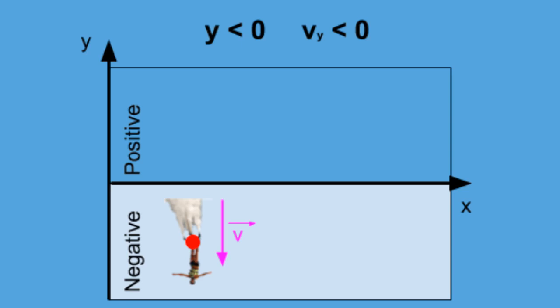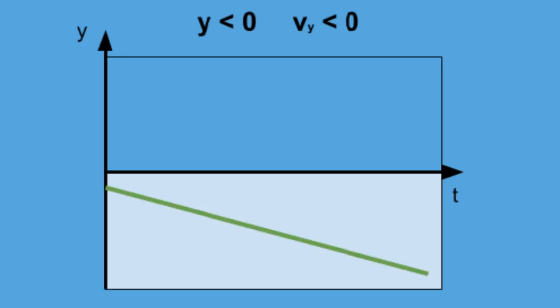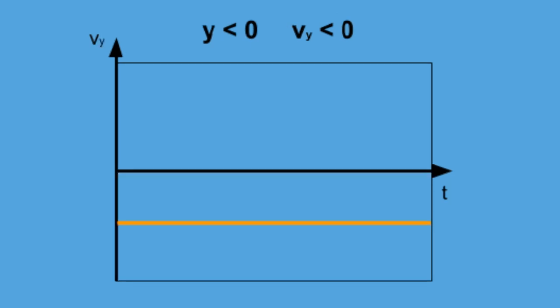Negative position means below the surface of the water, and negative velocity means moving downward, so now our jet rider is diving to the depths of the sea. If we plot that position as a function of time, we see that y is getting farther below the t-axis with time. And the velocity graph looks like the velocity graph we had last time, a constant negative.